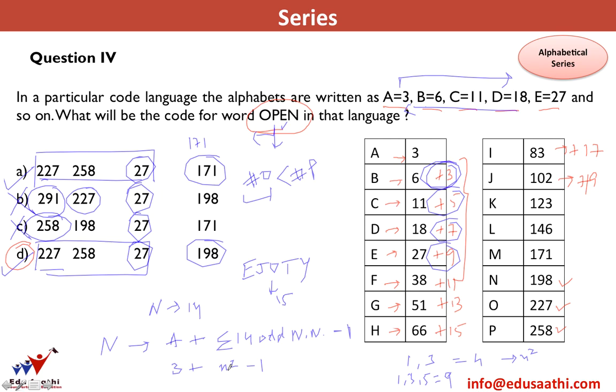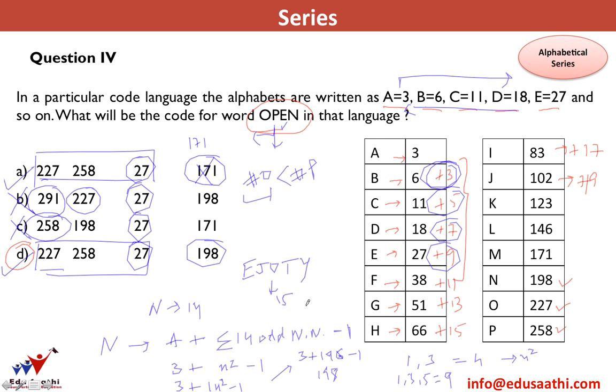So this n square has to be odd numbers and the first n odd numbers. So this gives me 3 plus what is 14 square minus 1. So I'll just continue here. This gives me 3 plus 196 minus 1 or 198. So answer D is the option and this is incorrect.